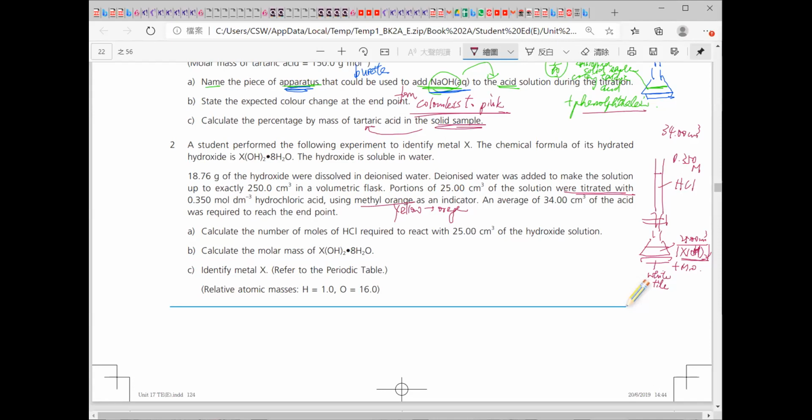Okay, so the question comes: calculate the number of moles of HCl required to react with 225.00 cm cube of hydroxide solution, calculate the molar mass, and identify metal X. Now, they will be given stepwise, guided questions, and that is the approach. After doing A, B, and C in that sequence, you can get the final answer, which is C.